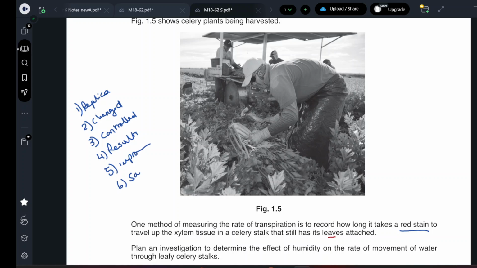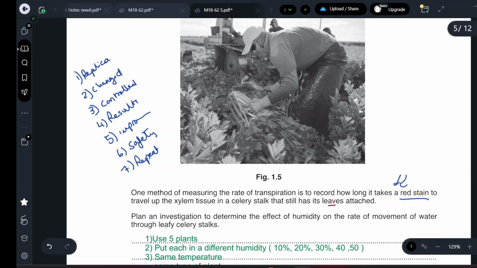If there is a safety precaution, you will write a safety precaution. And then at the end, you write repeat and calculate average. Okay, so in this experiment, we will follow these steps. The first step is to tell him what you are going to use. I'm going to use 5 plants.